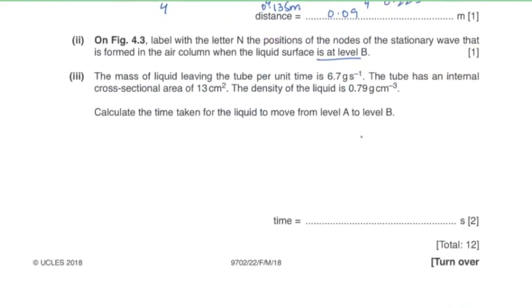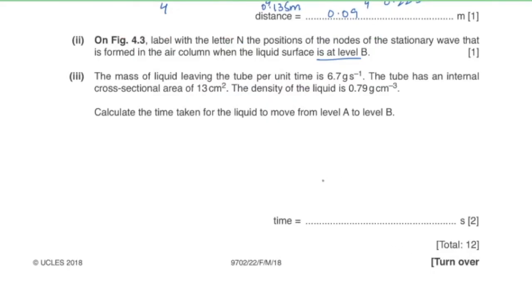Part 3, the mass of liquid leaving the tube per unit time is 6.7 grams per second. The tube has an internal cross-sectional area of 13 centimeters squared. The density of the liquid is 0.79 grams per centimeter cubed. Calculate the time taken for the liquid to move from level A to level B.